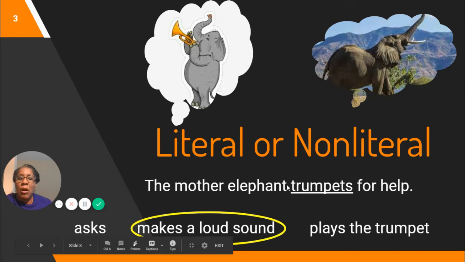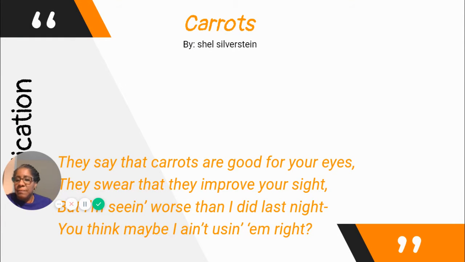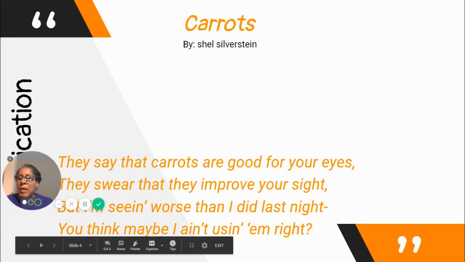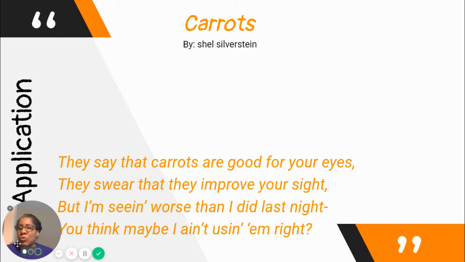So in this case, the author has used the word trumpets in a figurative sense. He means it non-literally, because we know an elephant cannot blow on a trumpet. So the word trumpets in this case is used in the figurative sense. So again, as I said, whenever we are reading, we want to make sure that we are visualizing what's happening in the story in order to truly understand what the author is trying to tell us.